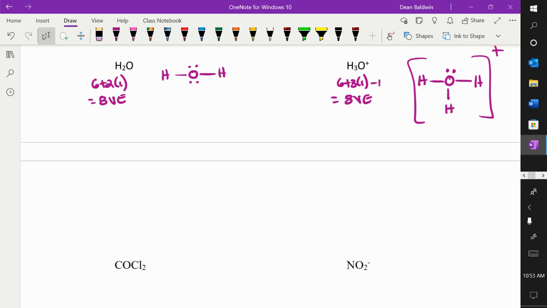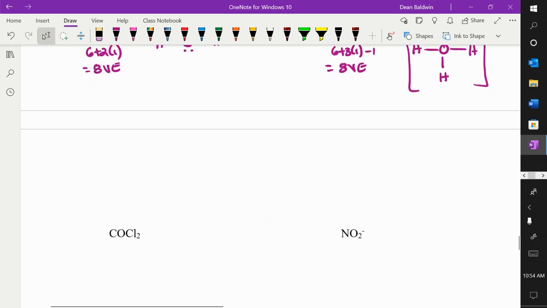That's what we got? If you have it pointing up, that's fine too. Some version of that. And just remember, if you're doing a charged ion, you've got to put brackets with the charge on it. Are we good? All right.